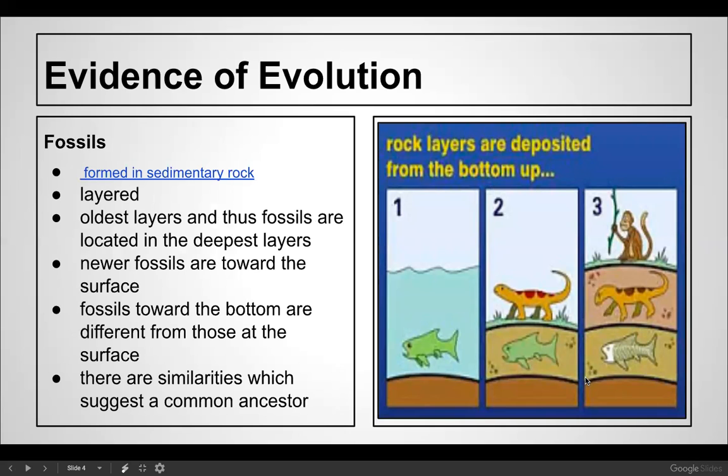How are fossils formed? Well, fossils are formed in sedimentary rock. If you remember, sedimentary rock comes from debris coming down on a surface over time and things getting buried. And in certain conditions, you wind up having these layers and the mass of them basically providing an imprint of the creature. So it's layered. The oldest layers, and thus fossils, are located in the deepest parts, unless there's some sort of geological upheaval. The older ones are at the bottom. Newer fossils are toward the surface. Fossils toward the bottom are different from those at the surface. There are similarities which suggest a common ancestor.